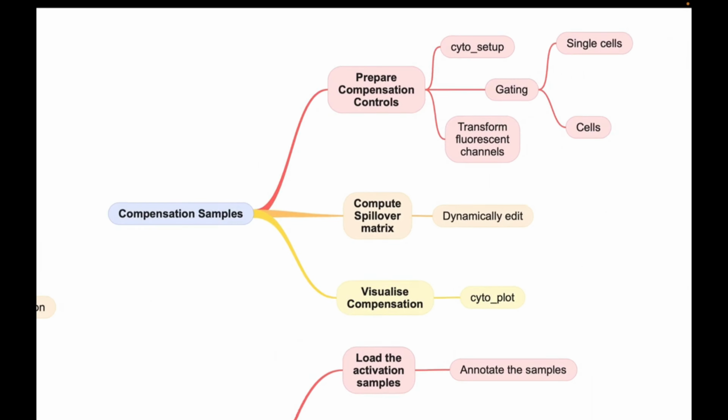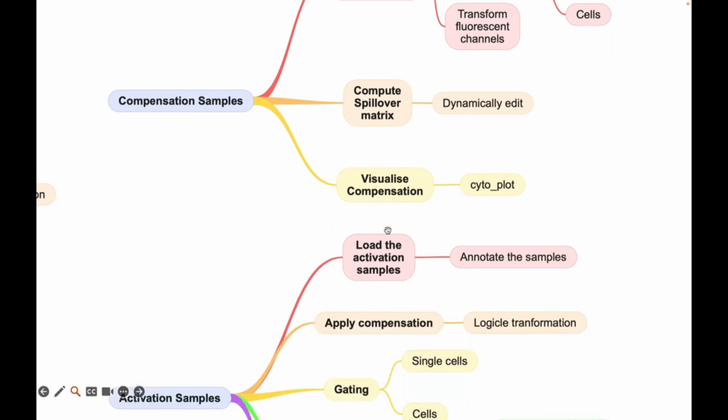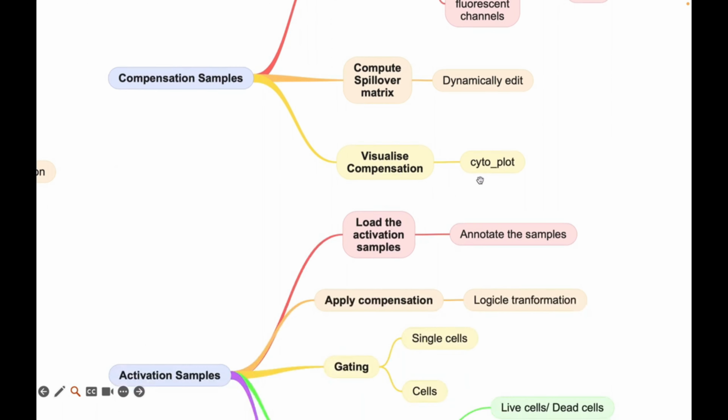So diving into the workflow, first, we'll do the compensation of the control samples. We prepare the compensation controls. We use different types of commands such as cytosetup, and we transform the fluorescent channels by using the spillover matrix. And then we perform the gating for cells and also for the single cells as well. Then we visualize the compensation controls by using a function called cytoplot.